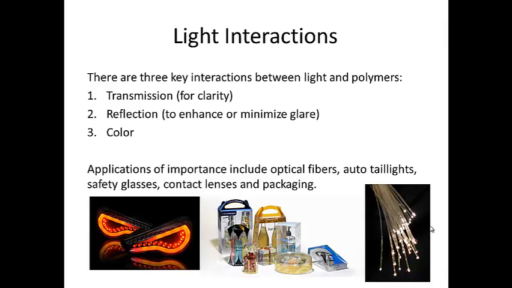Reflection is another important attribute. Sometimes we want low reflection, such as in the case of a computer screen, in order to minimize glare. And sometimes we want higher reflection, such as in the case of packaging, to make products look shiny and brilliant. And the final interaction with light is color production. So, for example, we might want a polymer that produces this particular color when it's illuminated from behind, such as in the case of taillights.